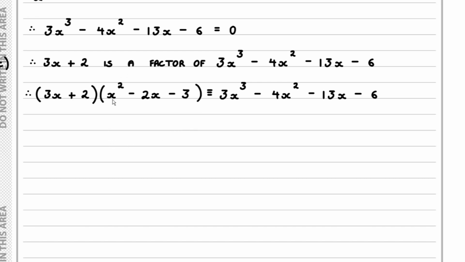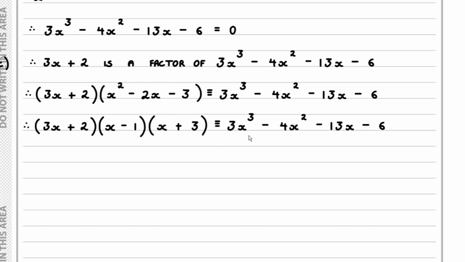Now we can factorise the quadratic x squared subtract 2x subtract 3. So we have 3x plus 2 as it remains, multiplied by x subtract 1 multiplied by x plus 3, which is the same as x squared subtract 2x subtract 3, and this is equivalent to 3x cubed subtract 4x squared subtract 13x subtract 6. And to solve this cubic equal to 0, we would have to set the product of these three linear brackets equal to 0.